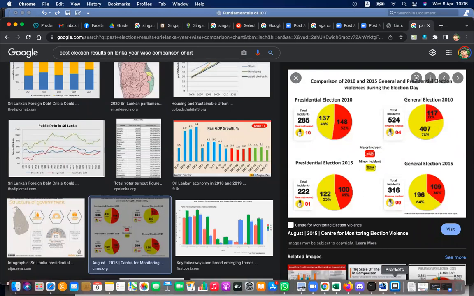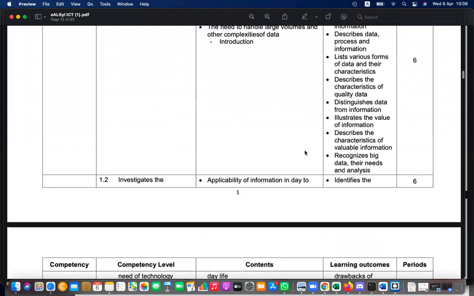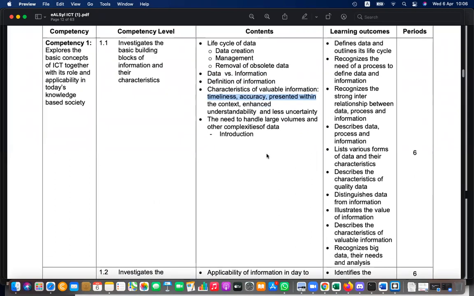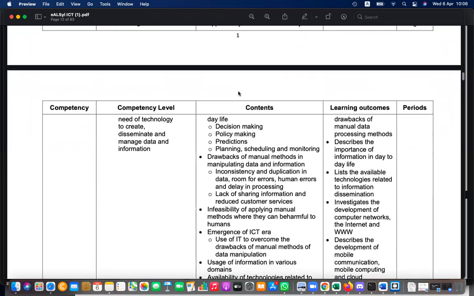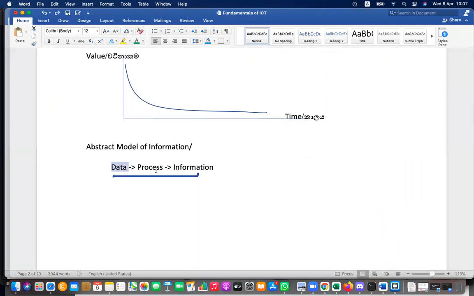So this is a cyclic process. Why is it a cyclic process? I have actually discussed a lot of things, right? You might think I have not discussed much, only one or two pages, but I discussed data, information, the definition of information, accuracy and value of information, how information is created and the basic facts about information, and the abstract model of information: input, process, and output. I'm just shortening this down: data, process, information. That is called the abstract model of information.